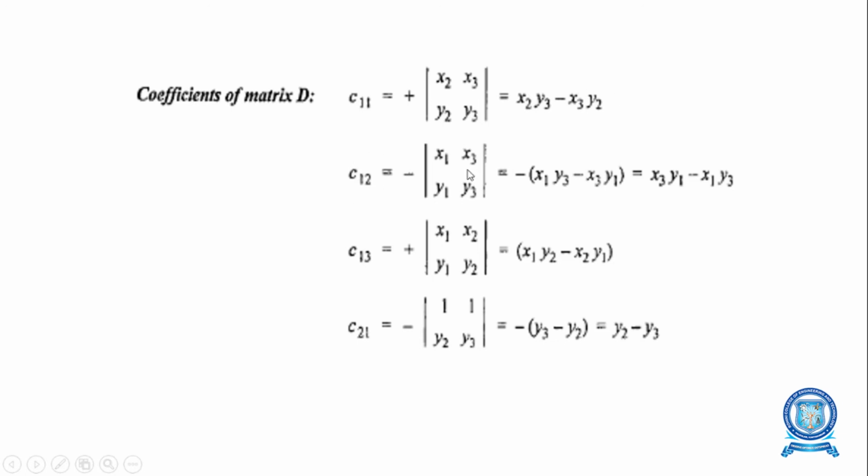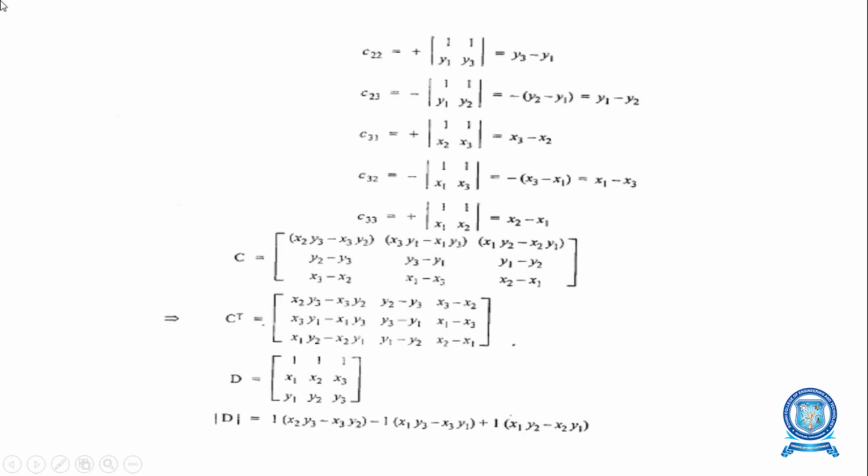Likewise for C12, minus is here the minus symbol. So the determinant of x1, x3, y1, y3 is equal to minus of (x1 y3 minus x3 y1), which is equal to x3 y1 minus x1 y3. Likewise for C13, x1 into y2 minus x2 into y1. C21 is minus of (y3 minus y2), which is y2 minus y3. Likewise for C22, y3 minus y1. C23 is minus of (y2 minus y1), which is equal to y1 minus y2. For C31, x3 minus x2. C32, x1 minus x3, and C33, x2 minus x1.